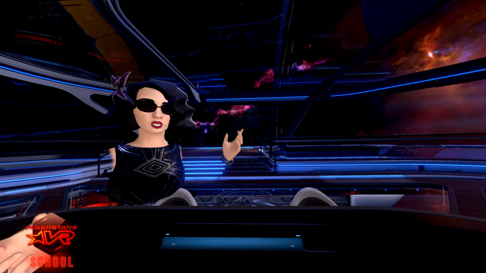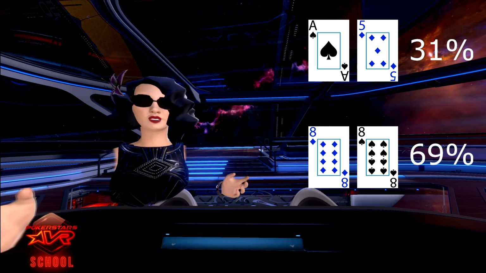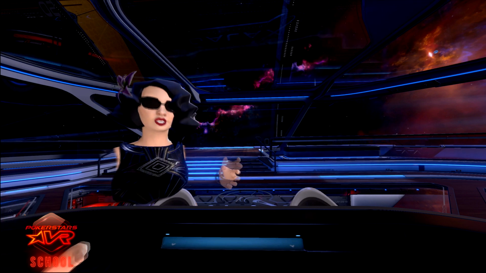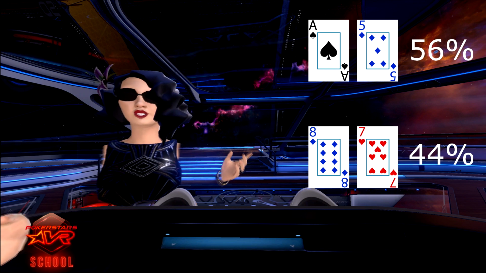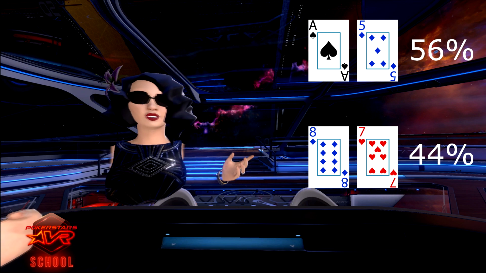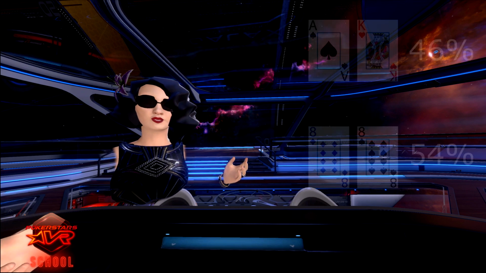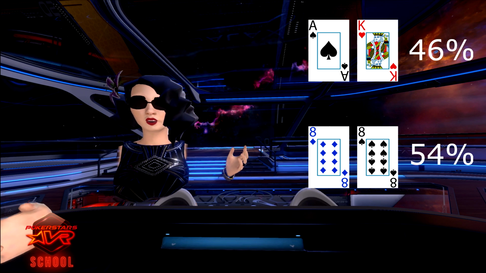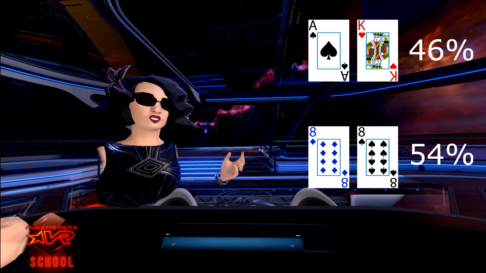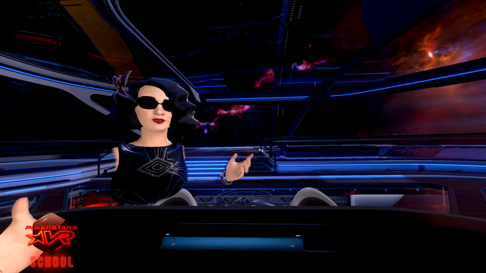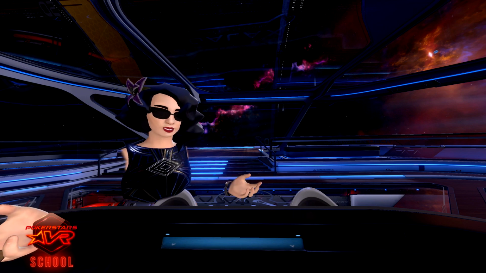1 overcard such as Ace 5 versus a low pair such as Pocket 8s has 31% equity. 1 overcard such as Ace 5 versus 2 middle cards such as 8-7 has 56 to 44% equity. 2 overcards such as Ace King versus a lower pair such as Pocket 8s has 46 to 54% equity. These last 2 examples are very close to 50-50. This is known as a flip.